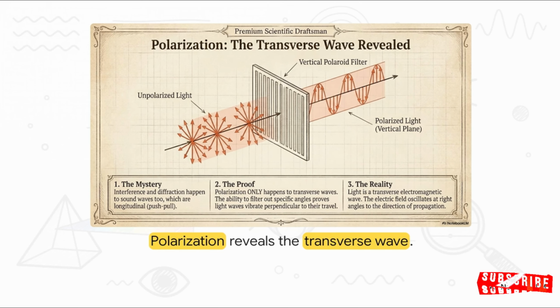Imagine you're shaking a jump rope up and down to send a wave to a friend. If you put a vertical picket fence in the middle, the up and down wave passes right through the slats. But if you shake the rope side to side, the fence blocks it entirely. That's exactly how polarized sunglasses work. They act like that fence, blocking the horizontal light waves bouncing off the road to cut the glare.